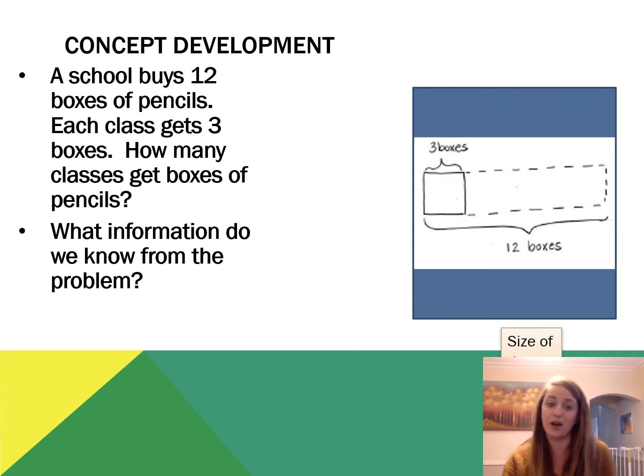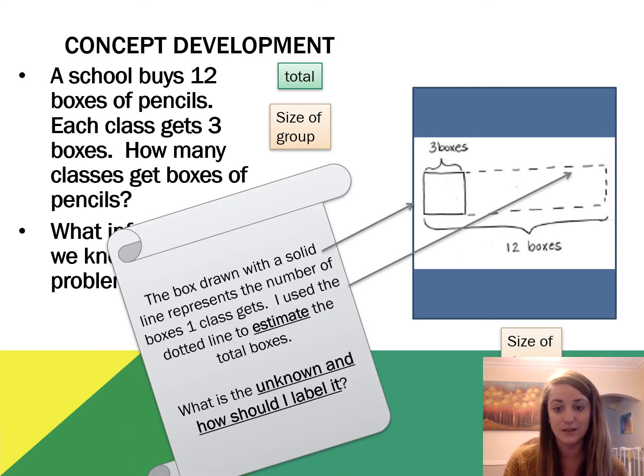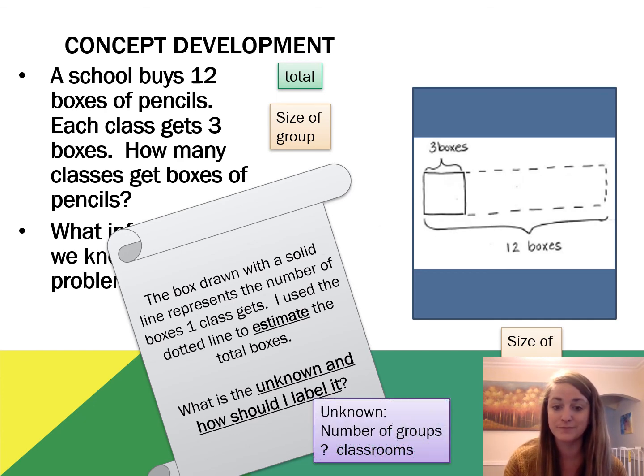What information do we know from the problem? We know that 12 again is our total and that each class gets 3 boxes. That's the size of the groups, not the groups. The box drawn with a solid line represents the boxes that one class gets. I use the dotted line to estimate the total boxes since we don't know how many groups there are. What is the unknown and how should I label it? The unknown is the number of groups. I'm going to put a question mark for classrooms underneath the total since we don't know how many there are yet.